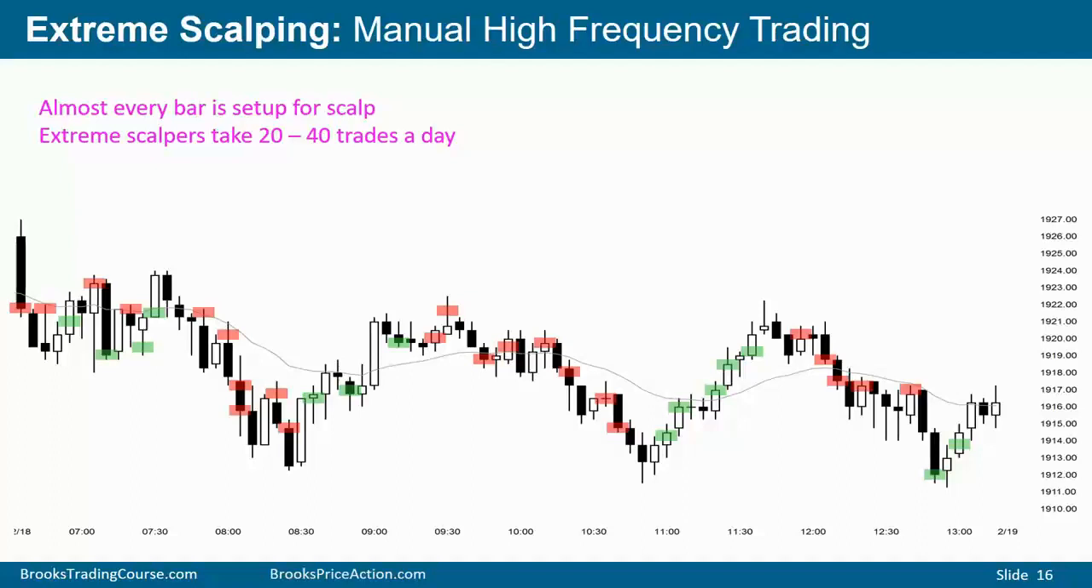As I said, almost every bar has some kind of a setup for a scalp, and an extreme scalper might take 20 to 40 trades a day. Most experienced scalpers take about 10 trades a day. Some days they might take 20. If you are taking 20 to 40 trades a day, you're doing manual high-frequency trading. Again, extremely difficult to do profitably.